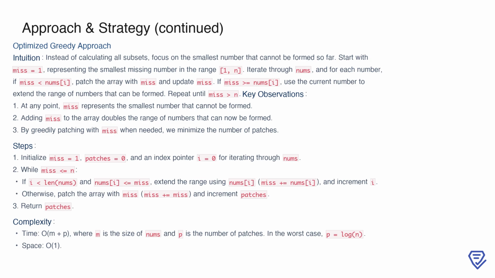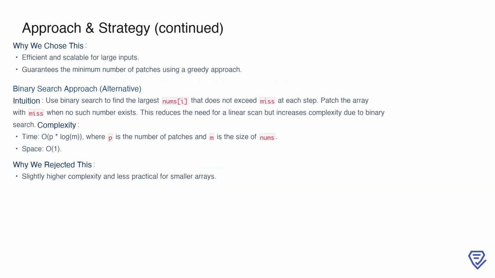The time complexity is m plus p, where m is the size of the array and p is the number of patches, with p being at most logarithmic in n. This makes the approach both time efficient and space efficient, using only constant space. We chose the greedy approach because it's efficient, scalable, and guarantees the minimum number of patches. It aligns well with the problem's requirements and is straightforward to implement.